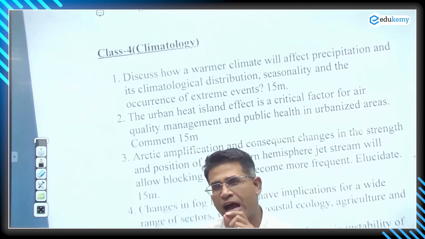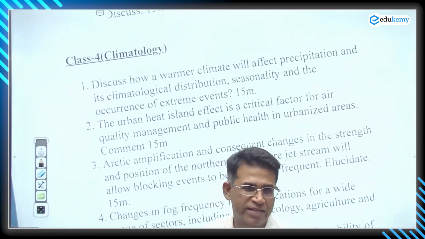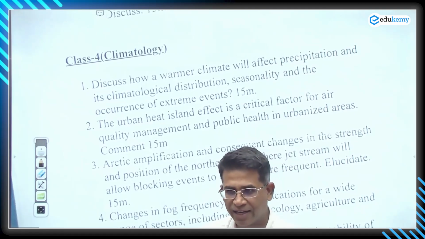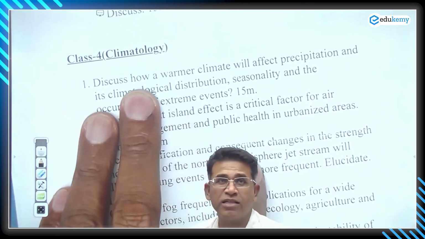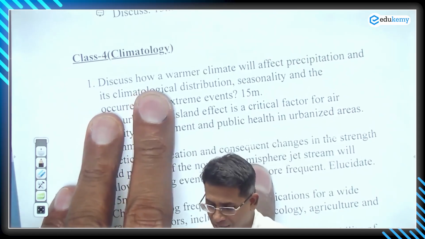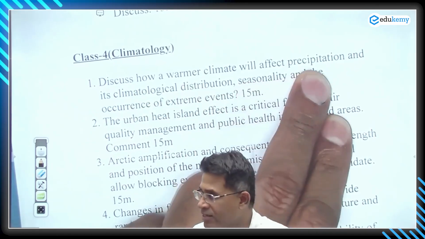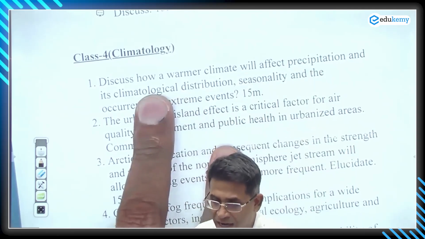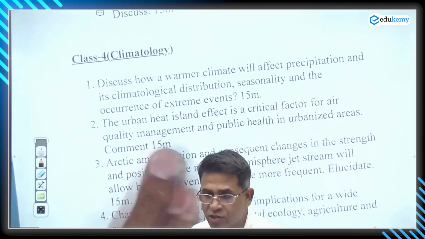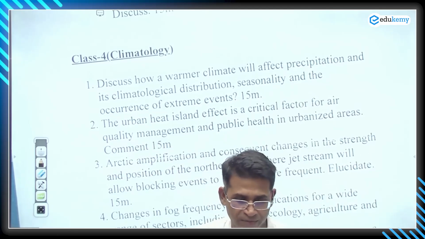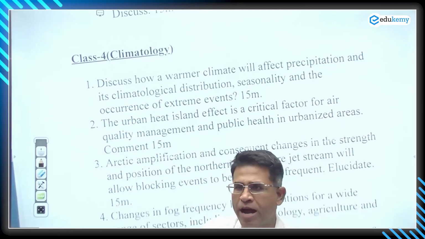I want to know, if you were asked this in the exam, what would you do? Okay, we will teach it, fine, but that's in hindsight, right? I want to know what you are going to do in exam conditions. So look at the question. Discuss how, write the question down. Discuss how warmer climates will affect precipitation and its climatological distribution, seasonality and occurrence of extreme events. Basically, how does climate change, global warming impact precipitation?